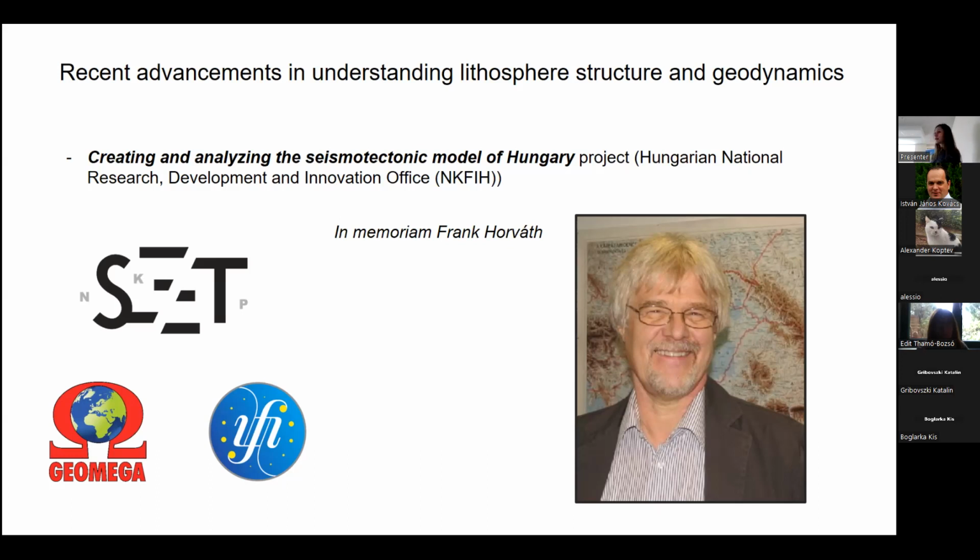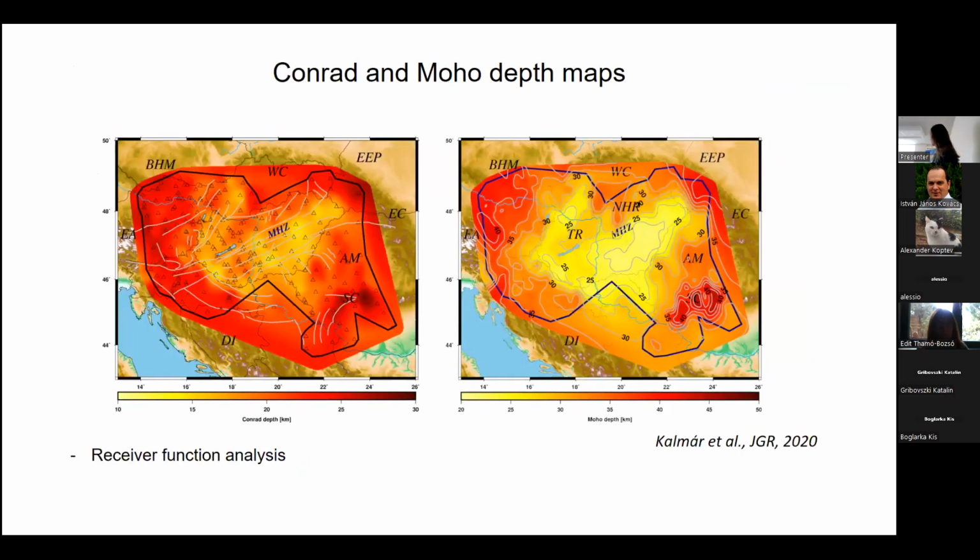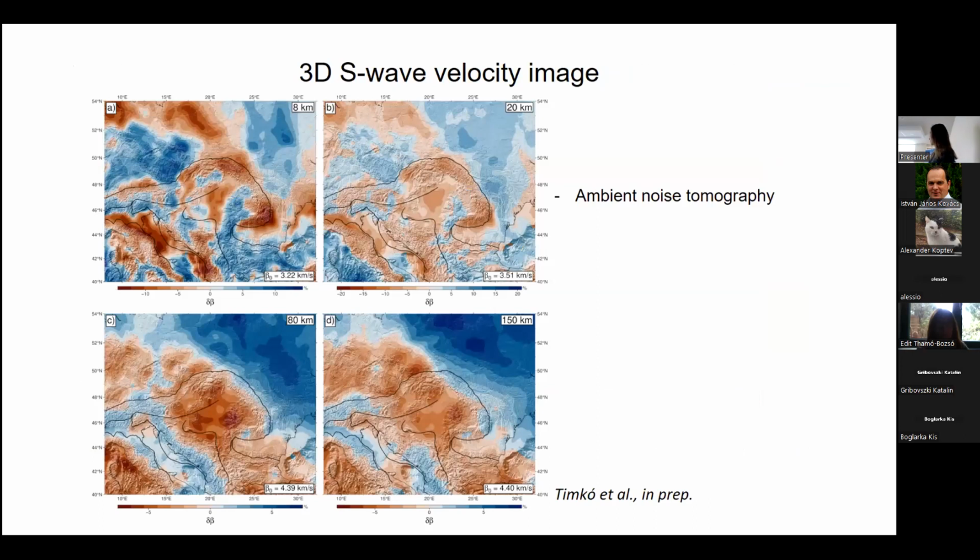So I will just show you some slides with some interesting results, not all of them. One important aspect was the seismological studies. Here you see new Conrad and Moho depth maps based on receiver function analysis. Later on, Daniel Kalmár will talk also about this a little bit more. Also, a nice outcome of the seismological studies are these 3D S-wave velocity structure images, which are available from far beyond the Pannonian basin from different depth intervals. The study is still in preparation or submitted, but soon will be available, hopefully.